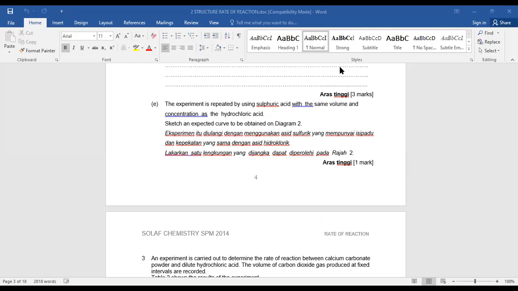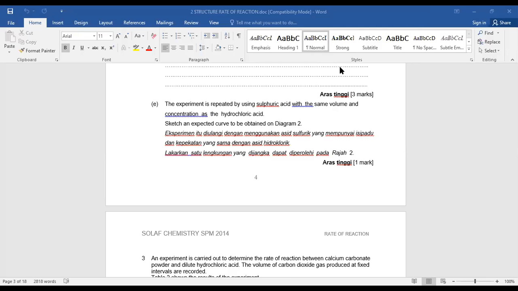Anyone? Can I hear from Faith? What can you tell about sulfuric acid? It's an acid. What acid? Sulfuric acid compared to the hydrochloric acid. What's the difference between them? Stronger acid. Stronger. We don't use the word stronger to describe. No. Diprotic acid. Yes.